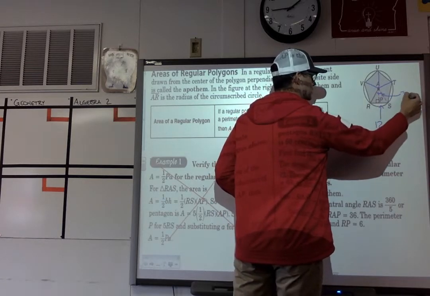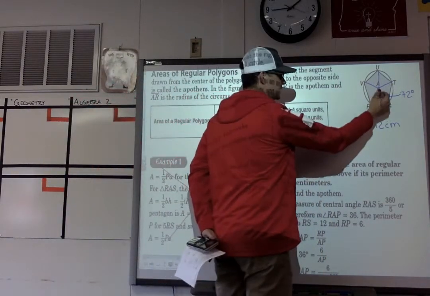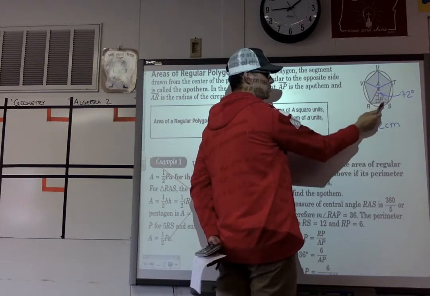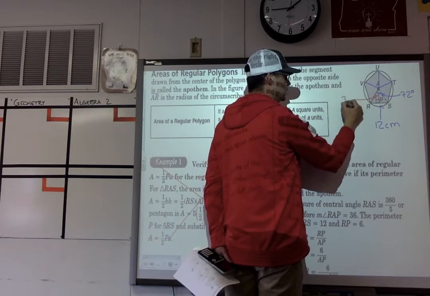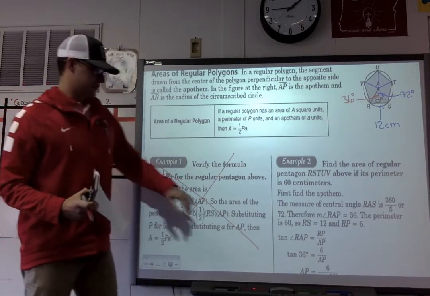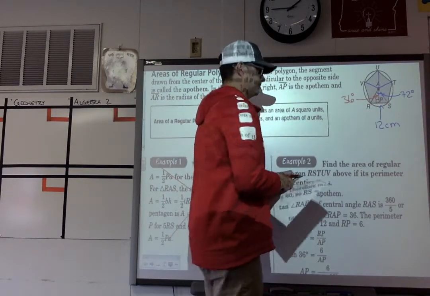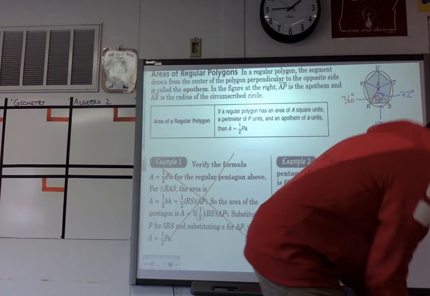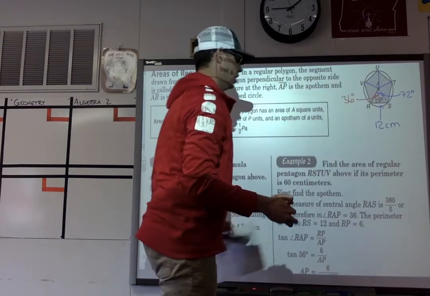So this whole angle right here is 72 degrees. But in order to find this length right here, we need to know just what half of that is. So we can do 360 divided by 5 gives us 72. Then divide that by 2, and that gives us an angle measure of 36 degrees. So now that we know that, and we know that the base here is 12 centimeters, we want to know what half of that is, what the length of segment RP is.